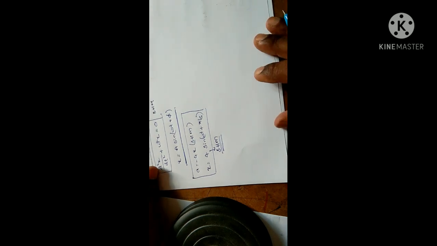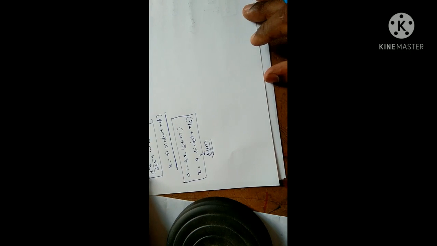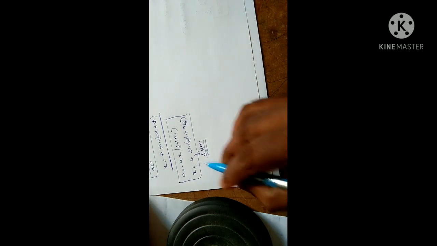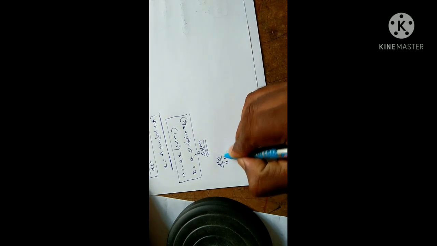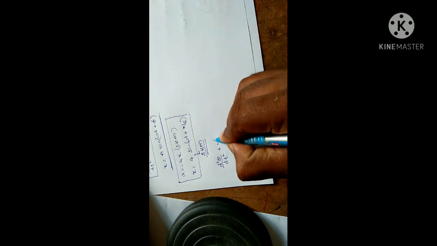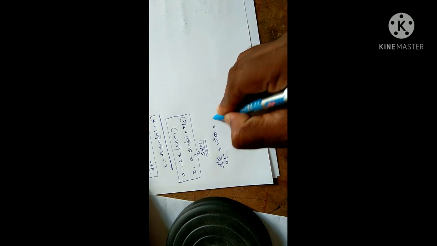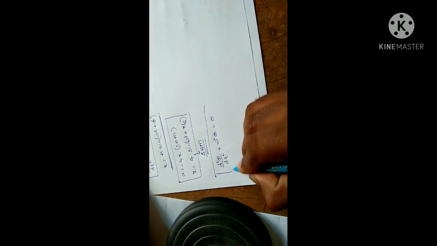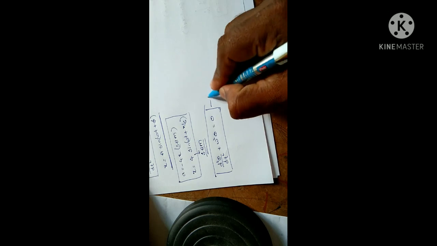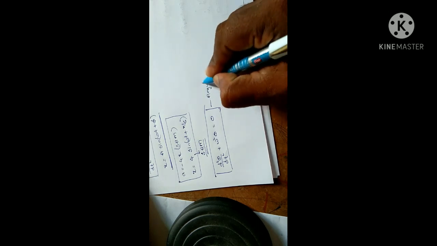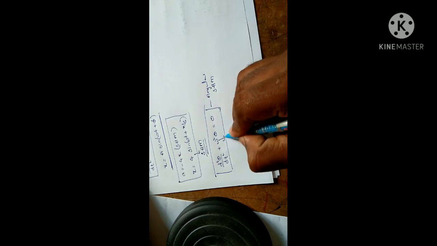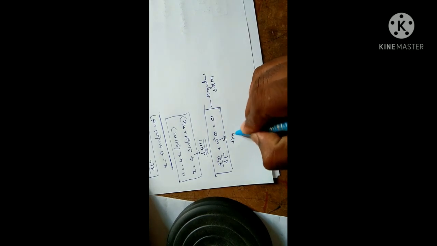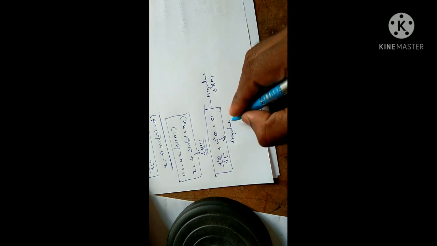This is for linear harmonic oscillation. For an angular harmonic oscillation, the same thing comes to be d square theta by dt square plus omega square theta equal to 0. As I told, it is the equation for angular SHM. Here omega is nothing but angular frequency, not angular velocity.